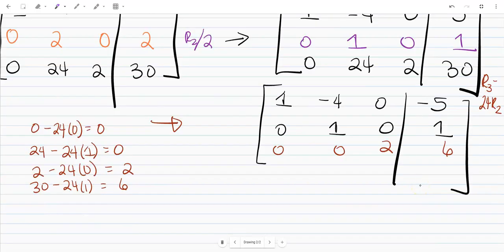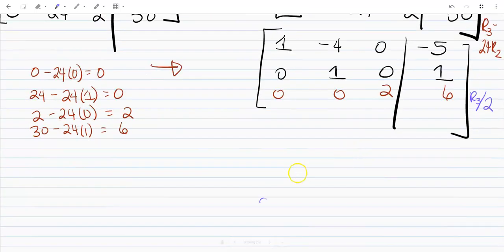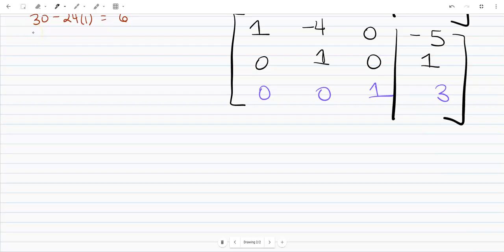Now, at this point, all I need to do to turn this 2 into a 1 to get it in reduced echelon form is just divide all the entries in row 3 by 2. In that case, my row 3 now becomes 0, 0, 1, and 3. This is now my new row 3, and I have turned my matrix into row echelon form. At this point, now that all my entries are in row echelon form, I can now turn it back into a system of 3 equations.